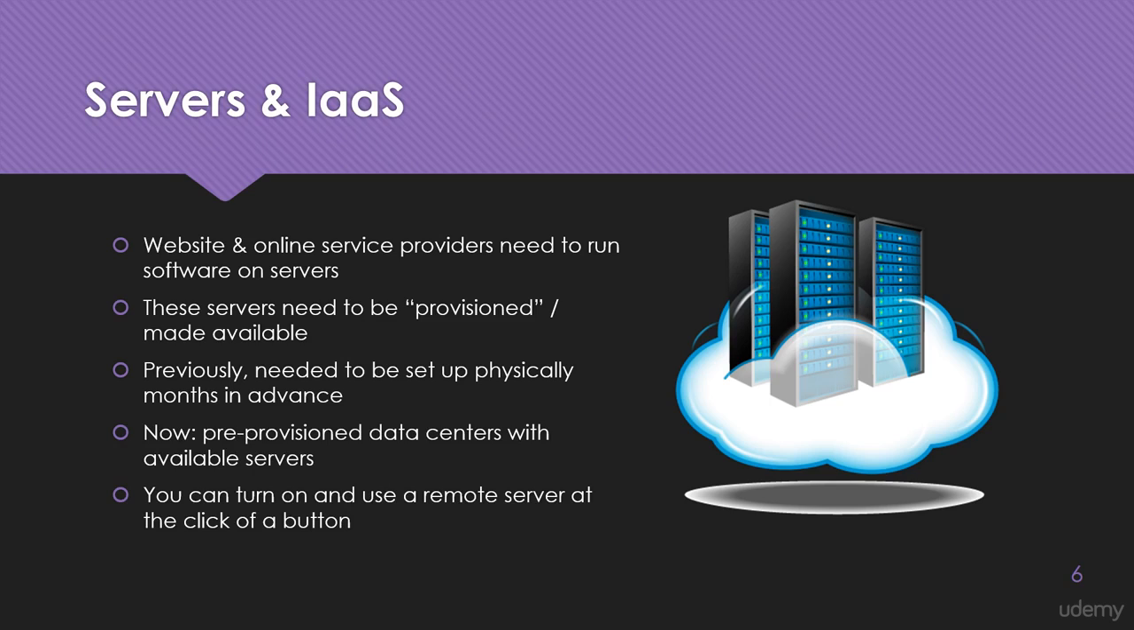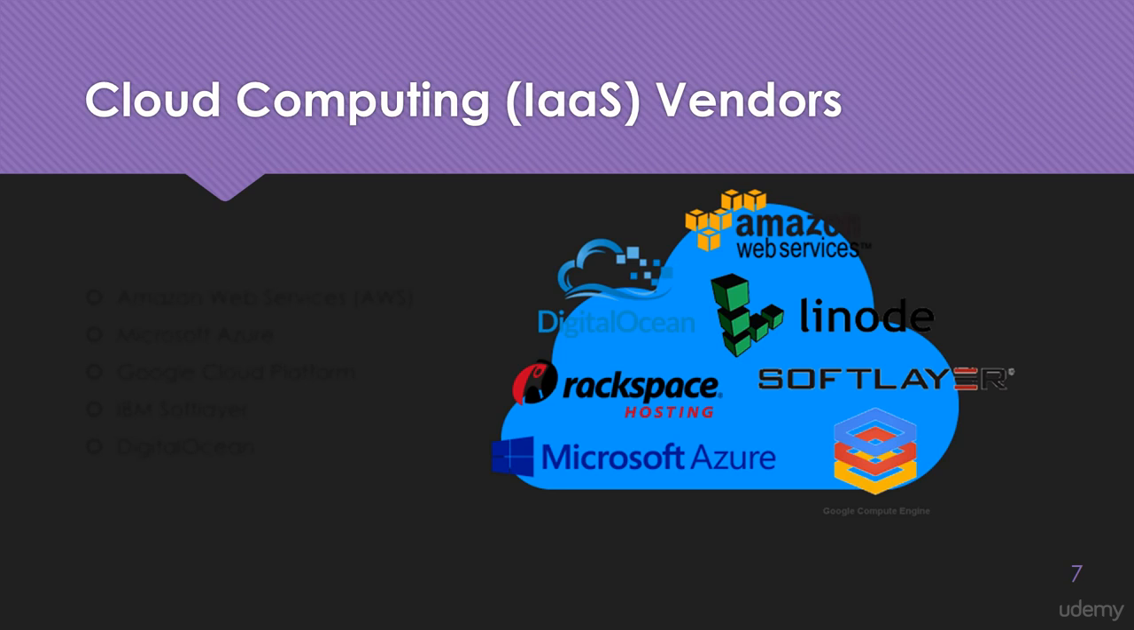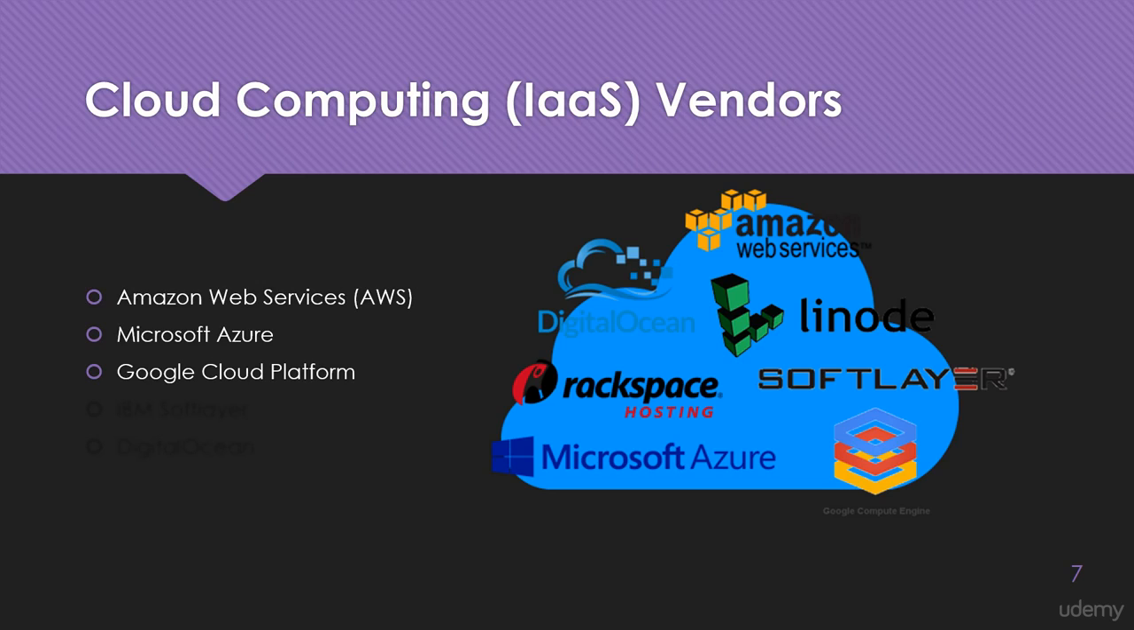So you can log into a website, turn on the server with a click of a button, and often pay pennies or very small amounts of money to rent these servers for an hour or so as you run them. And then these are the major cloud computing IaaS vendors: Amazon Web Services, Microsoft Azure, Google Cloud Platform, IBM, and DigitalOcean. So these are just a few of the big ones out there.